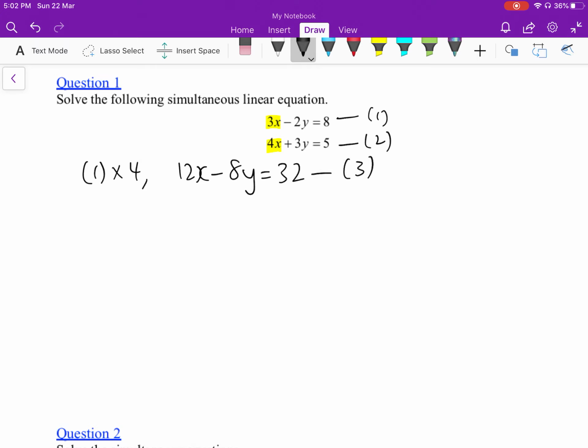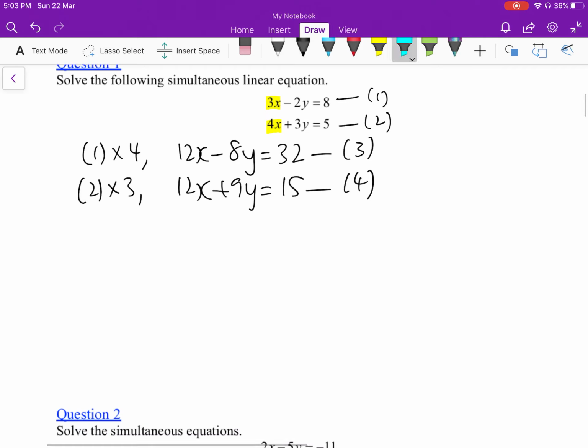This gives me my equation 3. As for equation 2, I will times 3. When I times 3, here will become 12x, 3 times 3, positive 9y, 5 times 3, 15. So this gives me my equation 4. Now I want to get rid of my 12x. I need to use either equation 3 minus 4 or 3 plus 4. Make use of the calculator trick that I taught you. You realize it has to be 3 minus 4. Then with that, 12x minus 12x will be 0, will be gone.